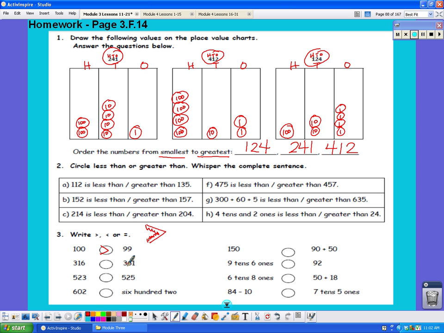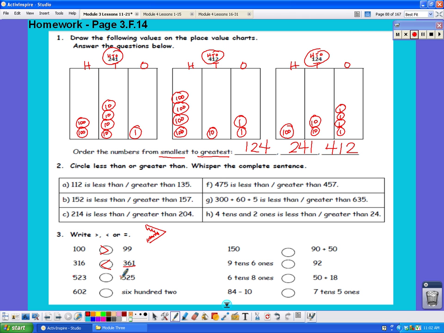316 and 361. If you again think about the alligator mouth, he's going to want to eat the larger number. And 361 is larger than 316. So I'm going to open that mouth towards the larger number so he can chomp, chomp, chomp on that big number. Let's look at 523 and 525.